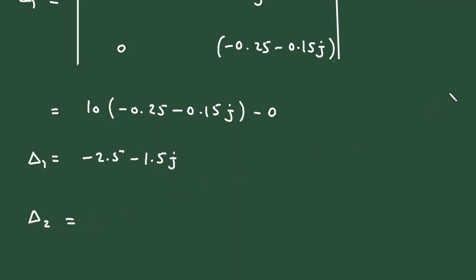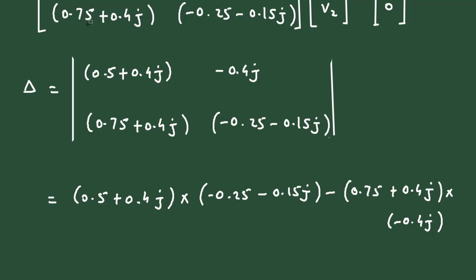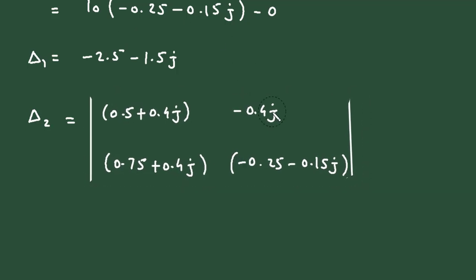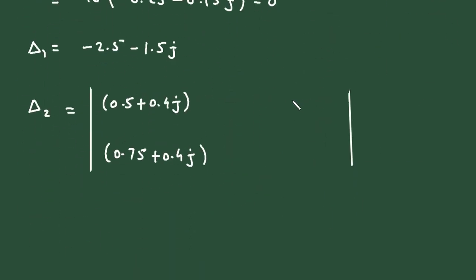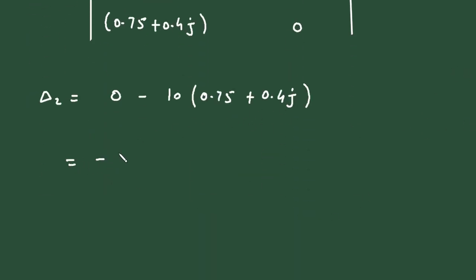Next is delta 2. To get the value of delta 2, again let's copy this matrix. This time we have to change the second column and replace it by 10 and 0. So the determinant of this will be this into 0 minus 10 into (0.75 + 0.4j). So we can directly solve this. It will be -7.5 - 4j. This is the value of delta 2.